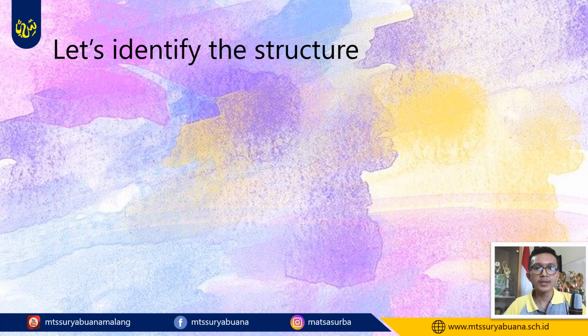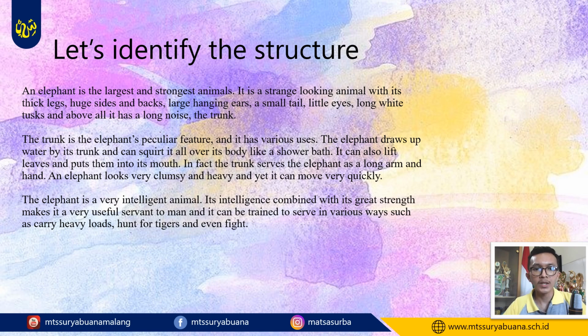Well, the next activity is identifying the structure of the text. I will read this text for you. This is about an elephant. An elephant is the largest and strongest animal. It is a strange-looking animal with its thick legs, huge sides and back, large hanging ears, a small tail, little eyes, long white tusks, and above all, it has a long nose. The trunk.